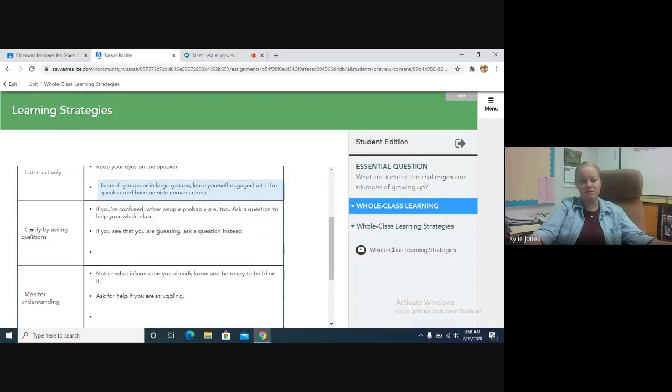So our next one, clarify by asking questions. So the action plan there, the things that you can do to clarify. If you're confused, other people probably are too.